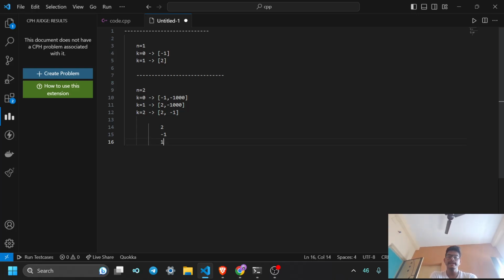So why am I taking -1 here? If I take -3 here, then only one subarray sum will be positive, right? So I am taking -1 because I want to make two positive subarray sums. Okay, so I am just removing them.